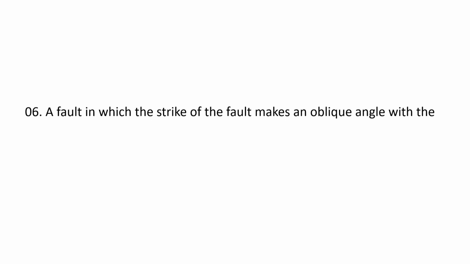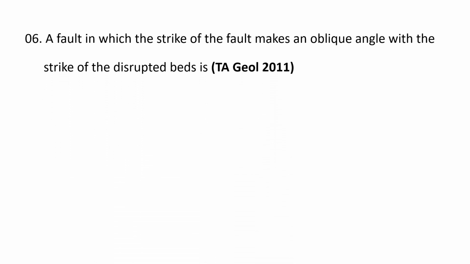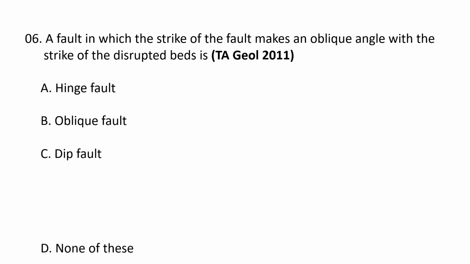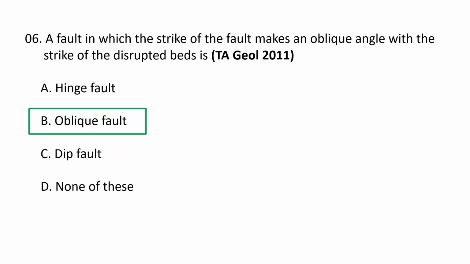A fault in which the strike of the fault makes an oblique angle with the strike of the disrupted beds is A. Hinge fault, B. Oblique fault, C. Dip fault, and D. None of these. The correct option is oblique fault. A fault where the strike of the fault intersects the strike of the disrupted beds at an oblique angle is called an oblique fault, and it essentially means that the fault cuts across the rock layers at an angle and is not parallel to them. So B. Oblique fault is the correct option.